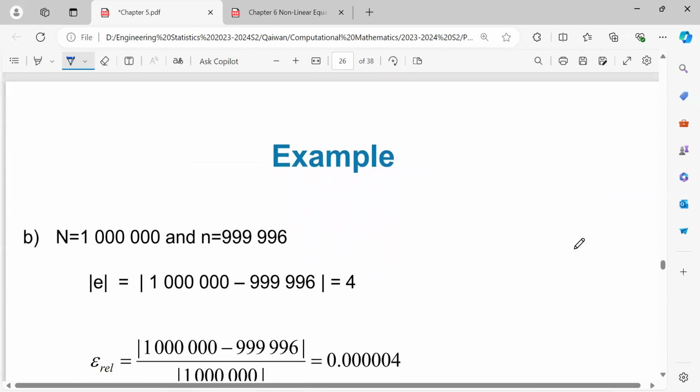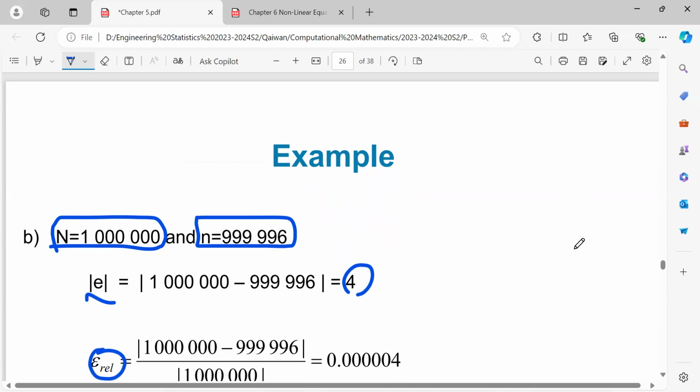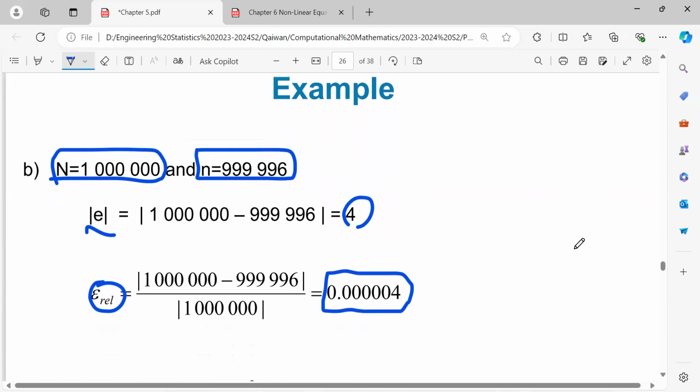Look at this one. Here we have another example. It says N is the exact value and little n is the approximate value. We say the absolute error is 4 and relative error is 0 point followed by 5 zeros and then 4. There is a big difference between these two. So in general, we cannot say which of these is better. In some examples, absolute error is better, and in some relative error is better.